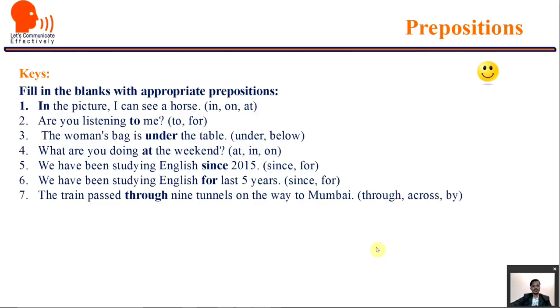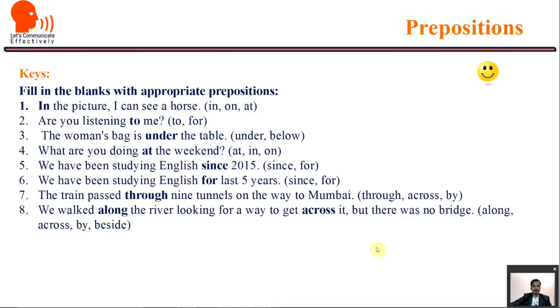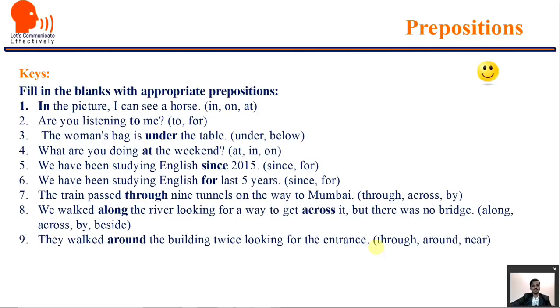The train passed through 9 tunnels on the way to Mumbai, through. We walked along the river looking for a way to get across it, but there was no bridge. And they walked around the building twice looking for the entrance.